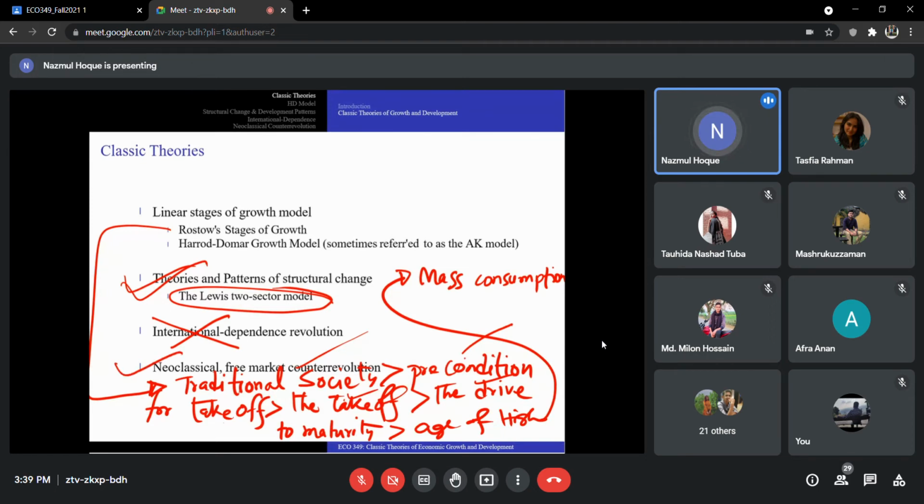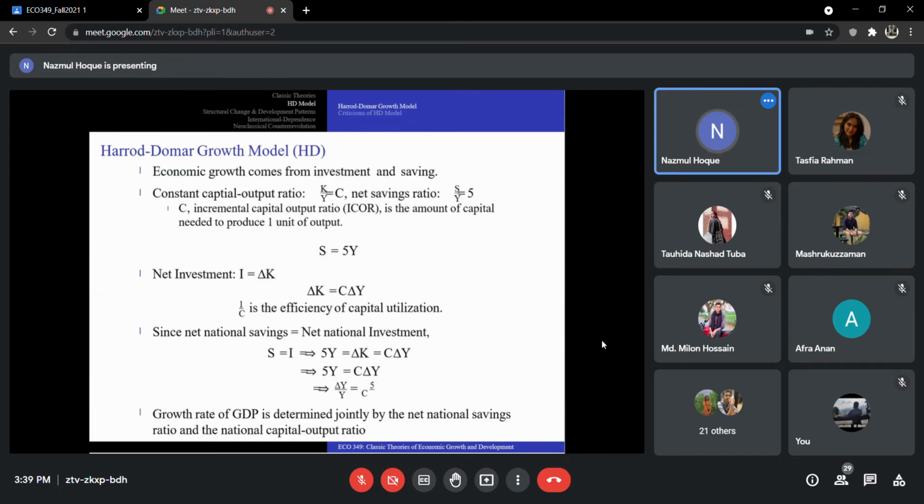Any questions up to this point? No, sir. Now let's talk about the Solow growth model.